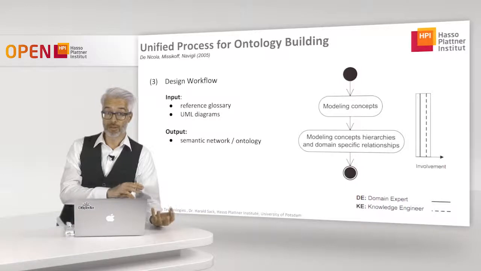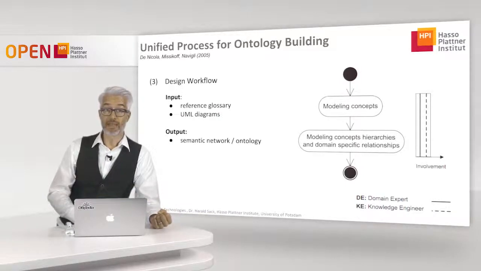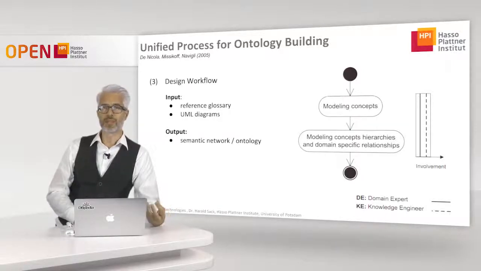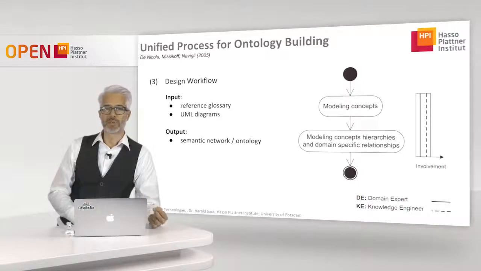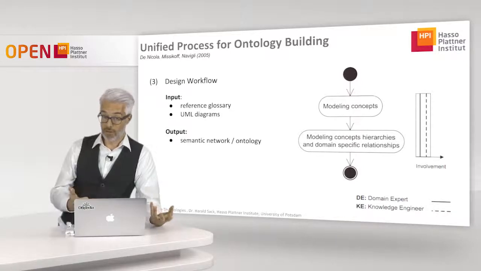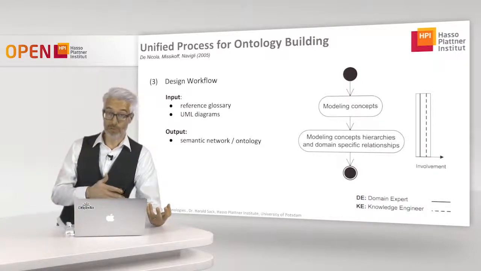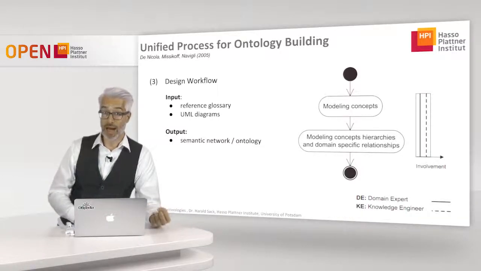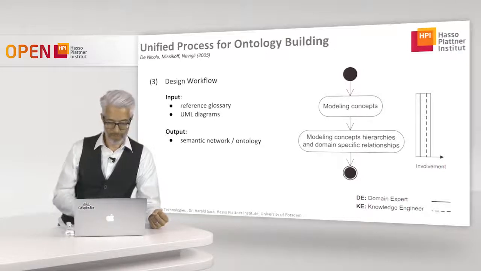They take the reference glossary with all the necessary terms, and they take the UML diagrams that tell you how these things are related to each other. And they start modeling concepts, concept hierarchies, and domain-specific relationships and stuff like that. And the output of that process is already a semantic network. So it's an ontology, but not necessarily a formal ontology, which is already given in some kind of logic or in some kind of language like OWL. So it's a conceptual thing. So first a semantic network, which will be the output of this design workflow.